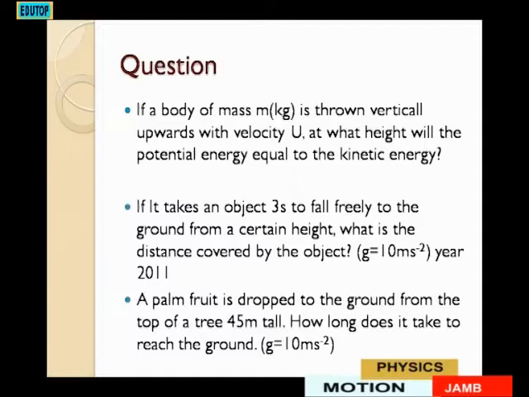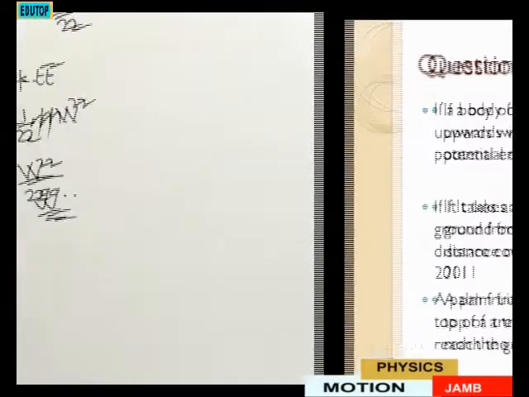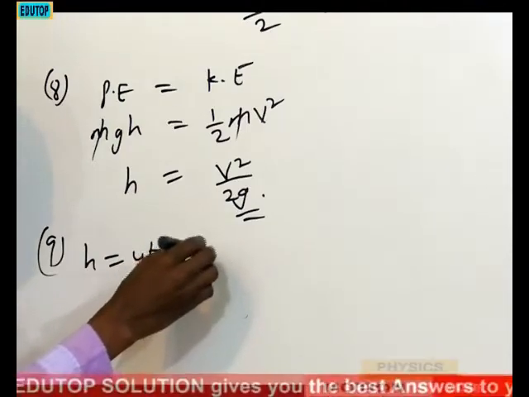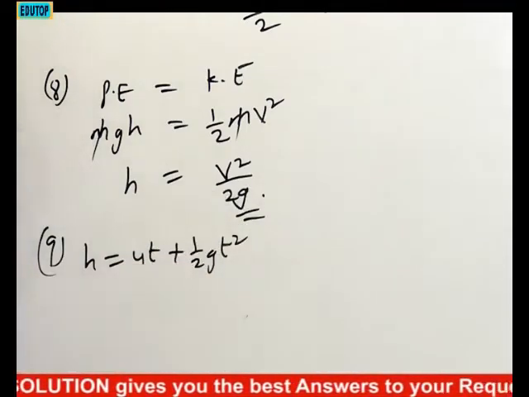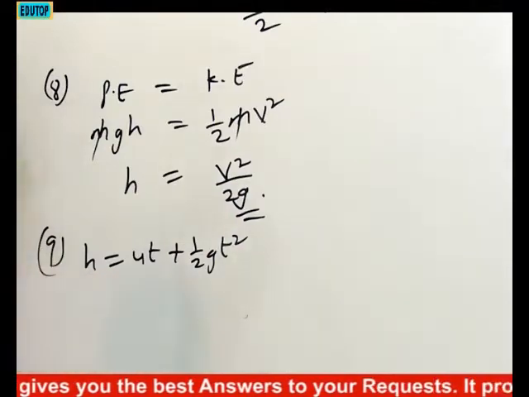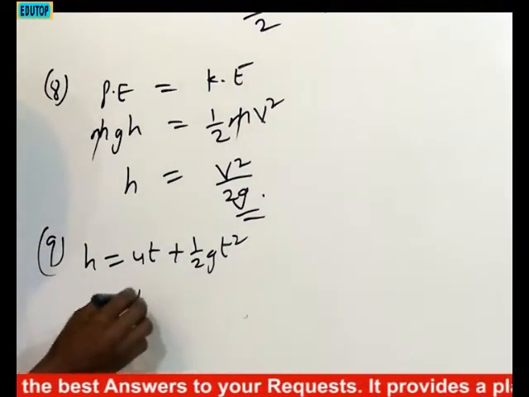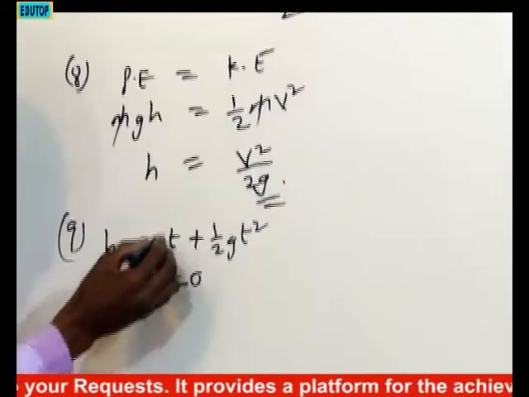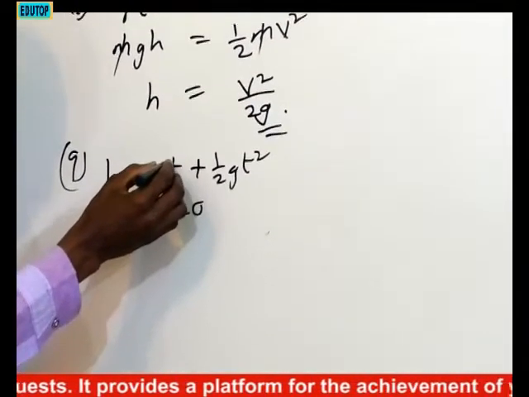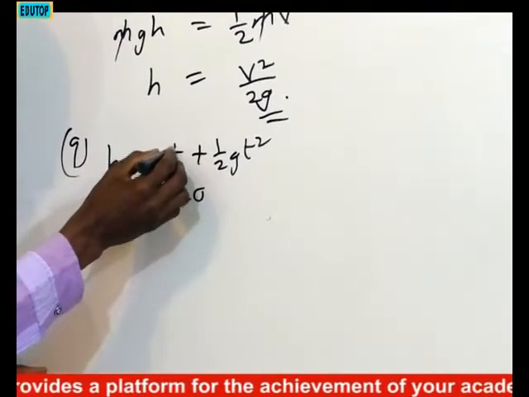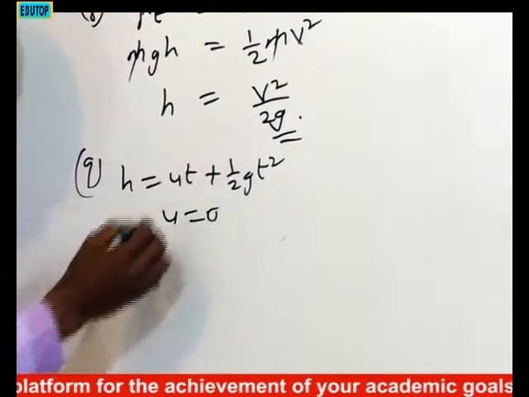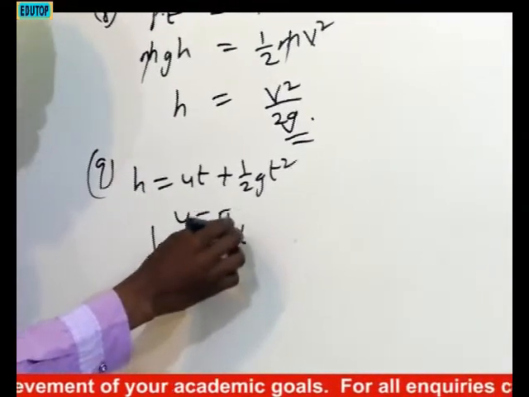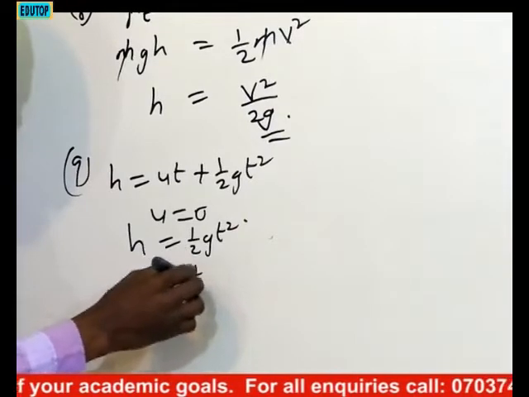In this case, we have h is equal to ut plus half gt squared. Before the object is released from that height, the initial velocity is equal to 0. If u is equal to 0, when you multiply u by t, everything becomes 0. Then you are going to have h is equal to half gt squared.